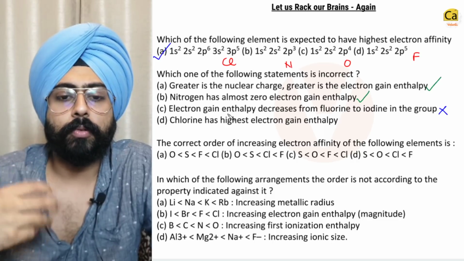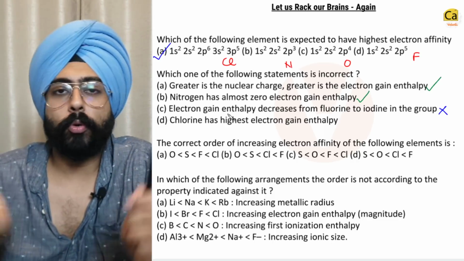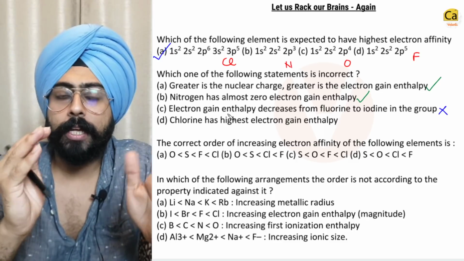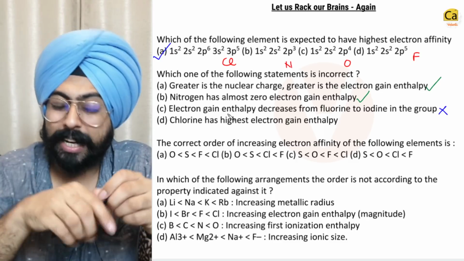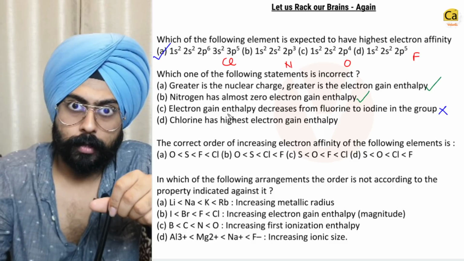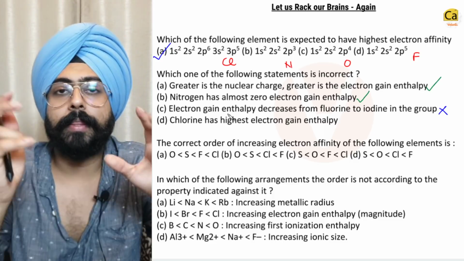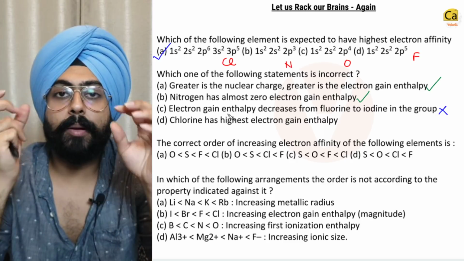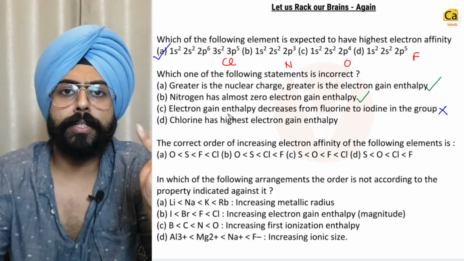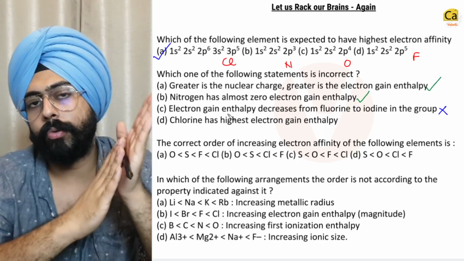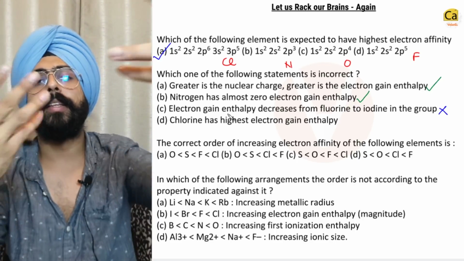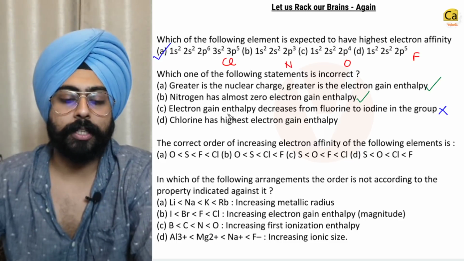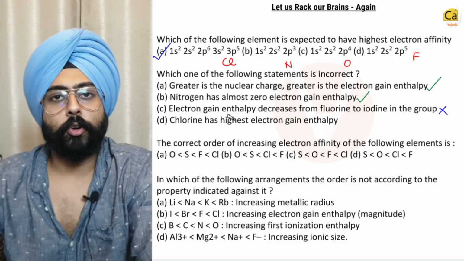Whenever we are saying greater electron gain enthalpy, you don't have to think about the negative sign, you have to think only about the magnitude. If they want you to think about the sign, they will mention it specifically, considering electron gain enthalpy to be a number, which number is the greatest. Otherwise, electron gain enthalpy in most colloquial terms is always just the magnitude.